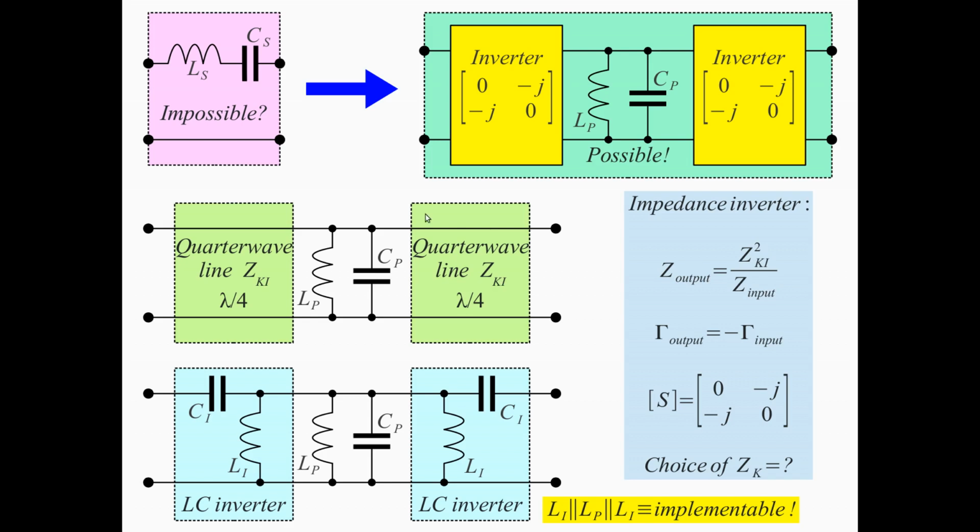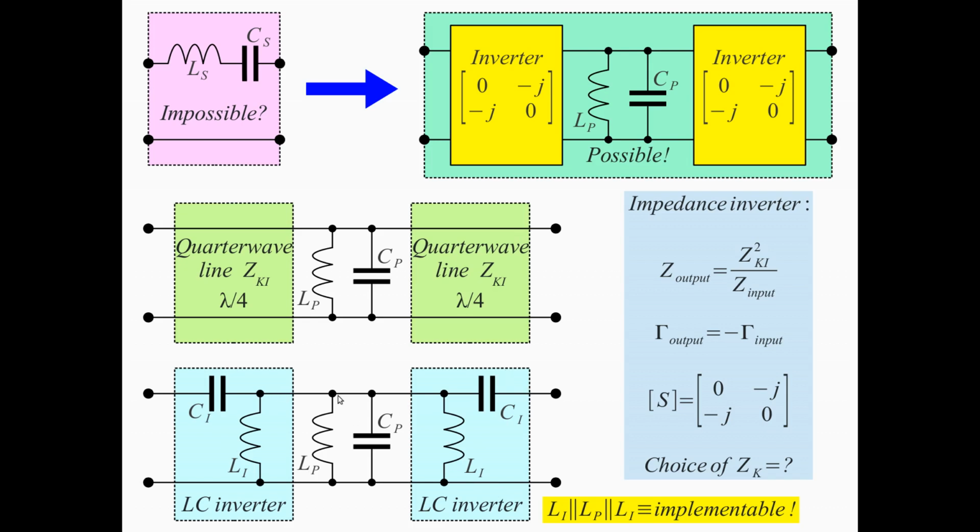We can do this in some filters for high frequencies where these quarter wavelength lines can be practically made. This is a practical solution, but at lower frequencies, when these quarter wavelength lines become impractically large, we can also make LC impedance inverters like this one here, with C inverter and L inverter and C inverter and L inverter. This circuit also acts as an impedance inverter.